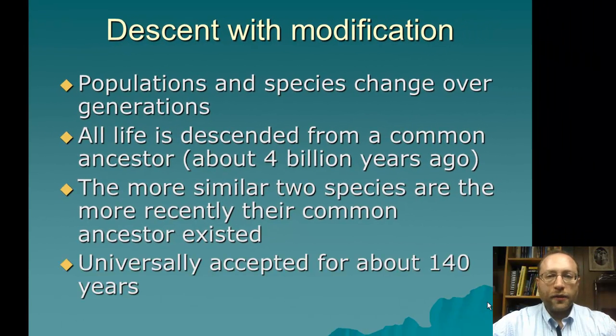Now, this particular theory has been universally accepted by scientists for about 140 years. Within about 10 years of the publication of Darwin's Origin of Species, descent with modification was basically universally accepted. Since the time of Darwin, more and more evidence has come about to show that this theory is reality. There have been countless times when this theory could be tested, and it has measured up to the test.